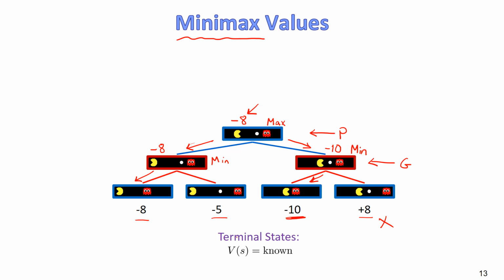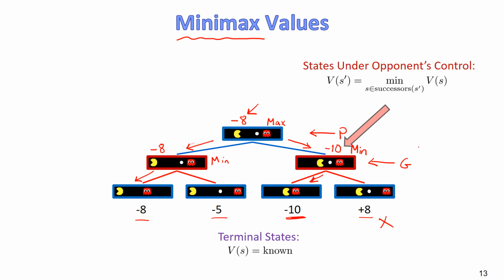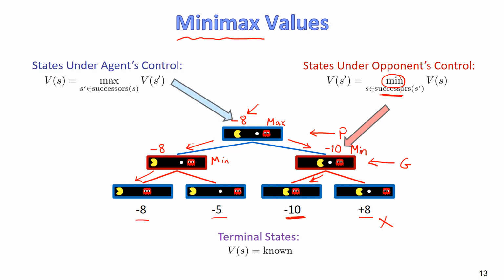Again, for the terminal states, the values will be known, and for the states under the opponent, the values will be the minimum across the successors, which are the children. And if the non-terminal state is under the agent control, then we are maximizing. Here, this is under the opponent control, that's why we are minimizing. And if it's under the agent control like this one, we are maximizing.